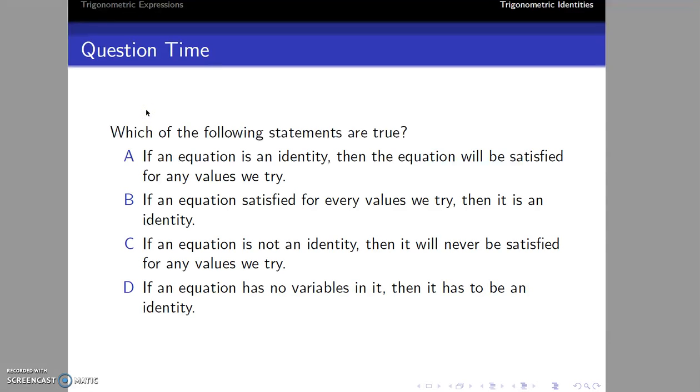Which of the following statements are always true? Right? Recognizing that an identity is always true. If an equation is an identity, then the equation will be satisfied for any values we try. That's one statement. Another statement, if an equation is satisfied for every value we try, then it is an identity. Another statement, if an equation is not an identity, then it will never be satisfied for any values we try. And lastly, if an equation has no variables in it, then it's guaranteed to be an identity.